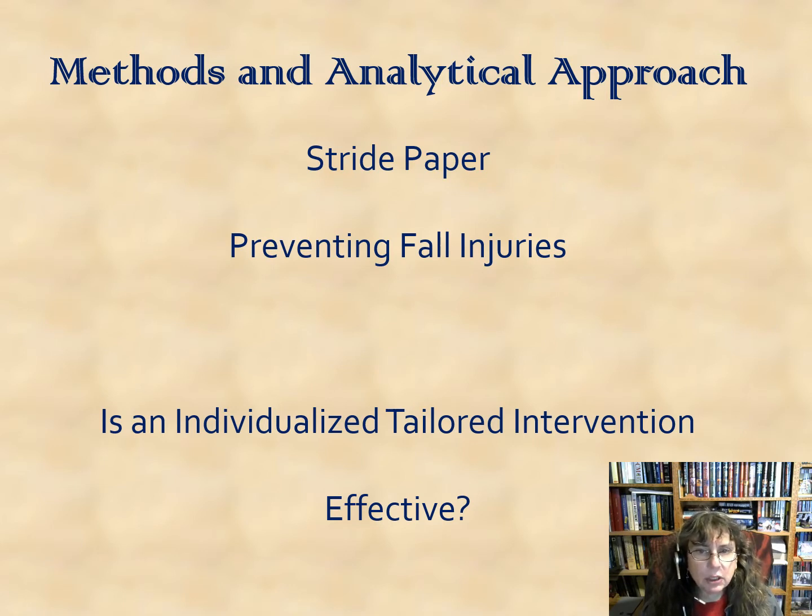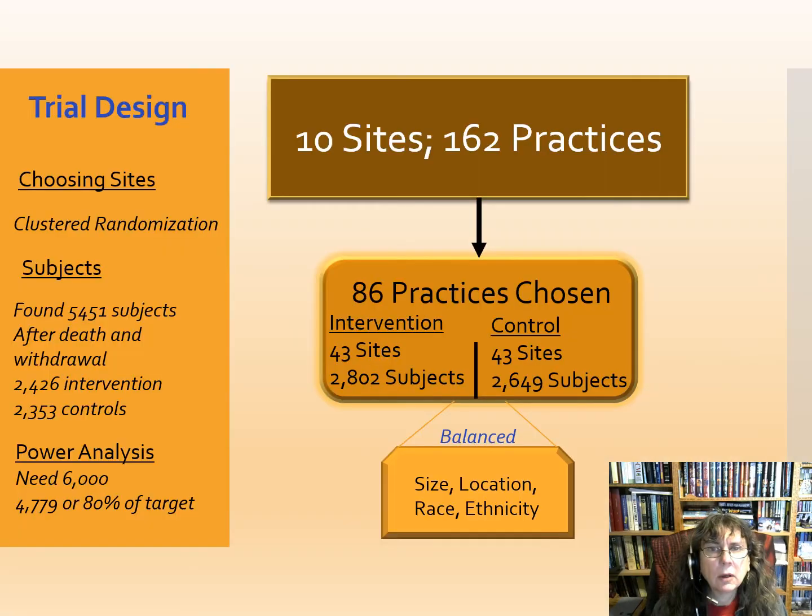They want to know, is individualized tailored intervention going to be effective? We'll begin with the trial design. This can help you understand if there's any bias in their selection of the data and also who the results could be generalizable to. They begin by looking at 10 sites that had 162 practices.